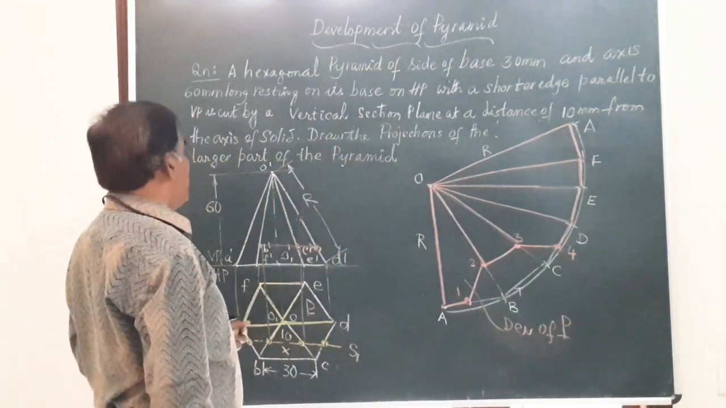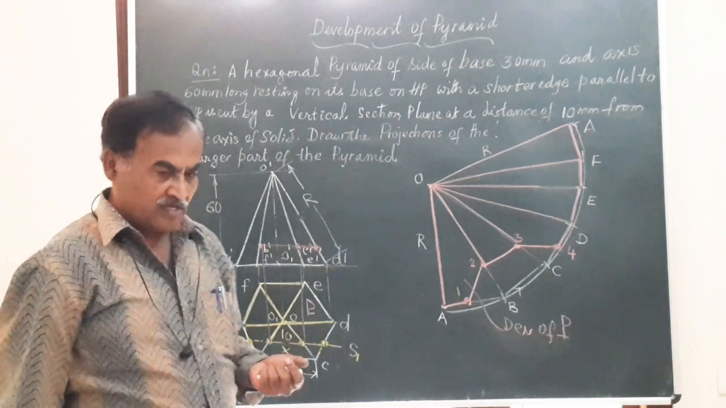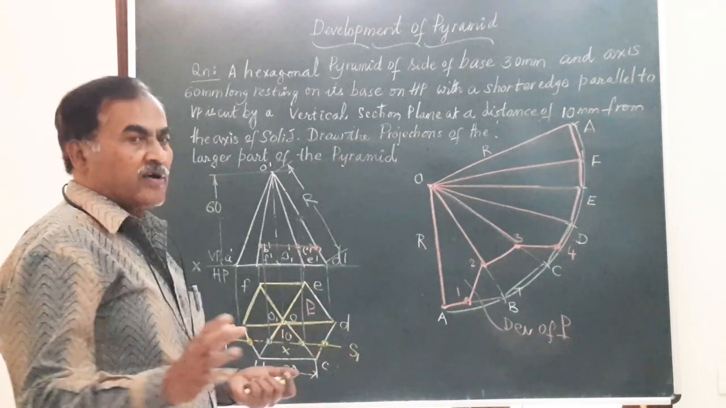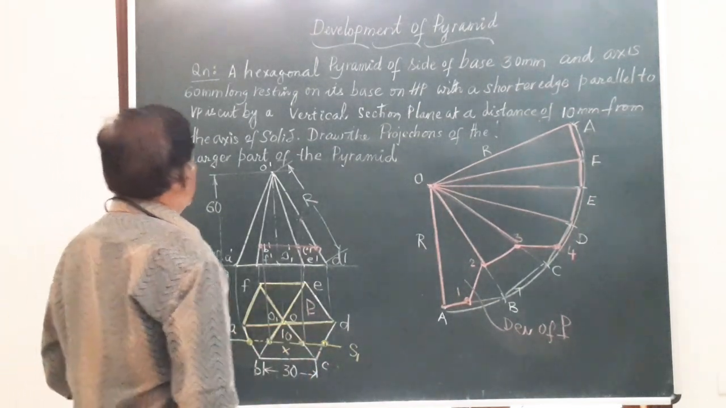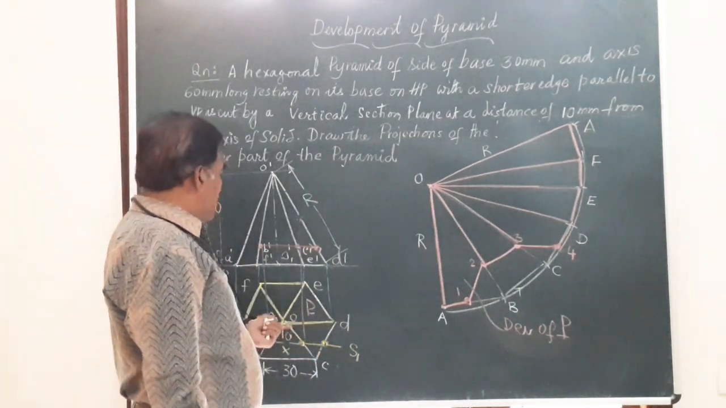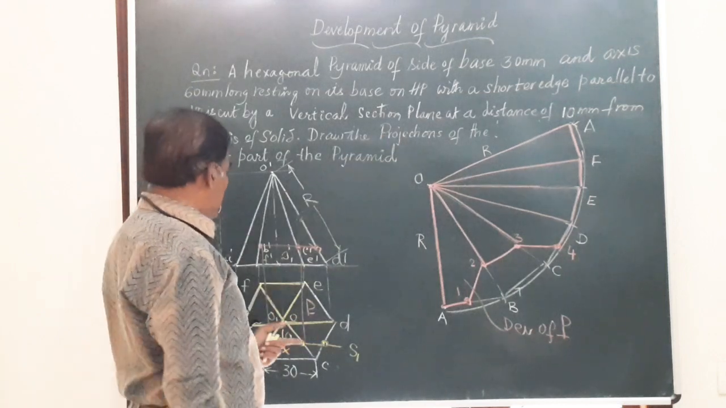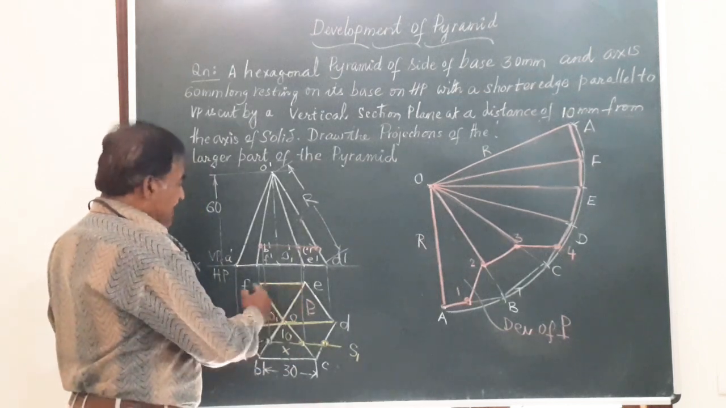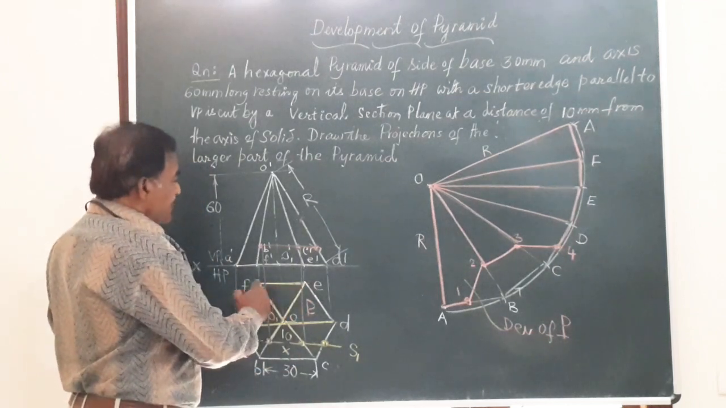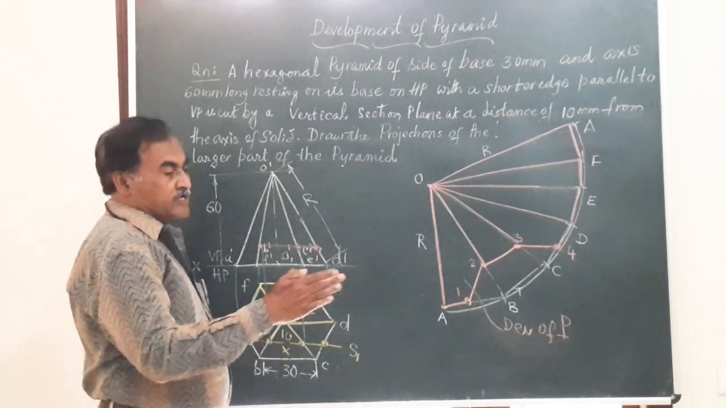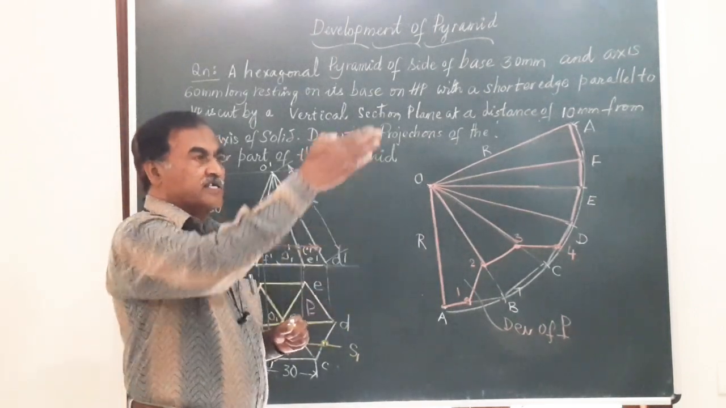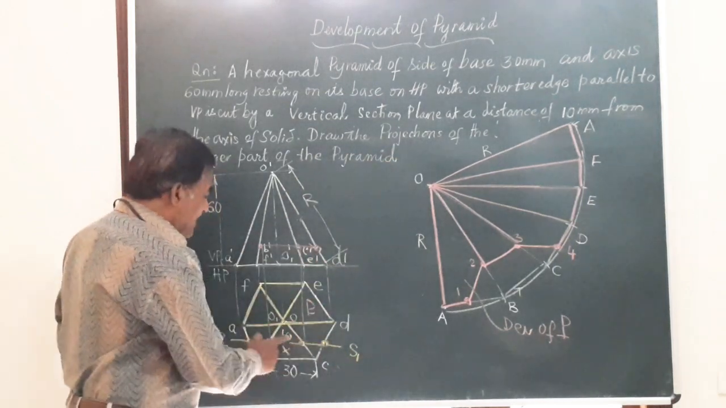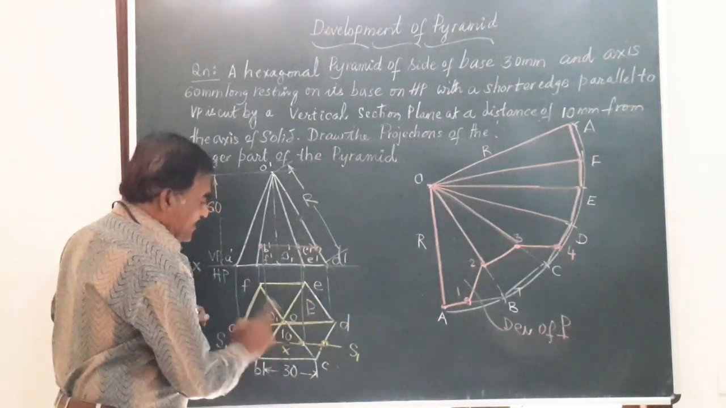Friends, I hope you have followed this problem, and I will again just go through this problem and let you know how I have completed the problem. In this problem, you have the hexagonal pyramid, side of base 30 mm and height 60 mm, with one of the base edges parallel to VP, cut by a vertical section plane. A vertical section plane is like a sharp vertical blade which is cutting the solid at a distance of 10 mm from the axis.